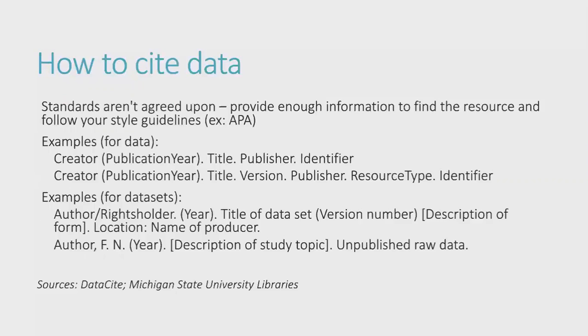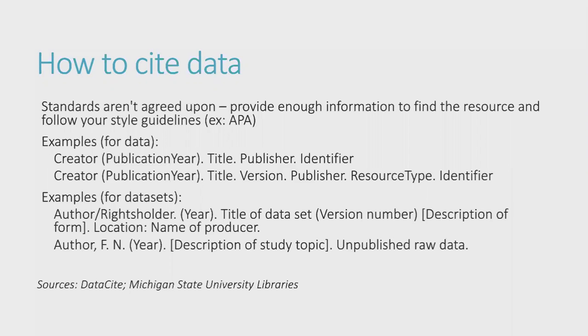So now that you've found data you want to use, how do you cite that? Standards aren't agreed upon, which is unfortunate. So the baseline is to provide enough information to find that resource or that data again, and to follow the style guidelines of whatever you're using, for example, APA. So here are some examples for data. You want to include the creator, the publication year, the title, publisher, and identifier, so a DOI. And you might also include the resource type. So whatever form that data takes, that would be the resource type. And for data sites, you want to include the rights holder name if there's not an author available, the version number, the description of the form, and the name of the producer and its location or the URL.